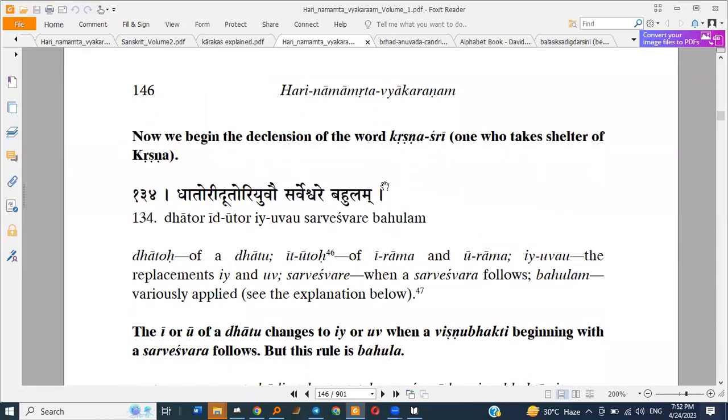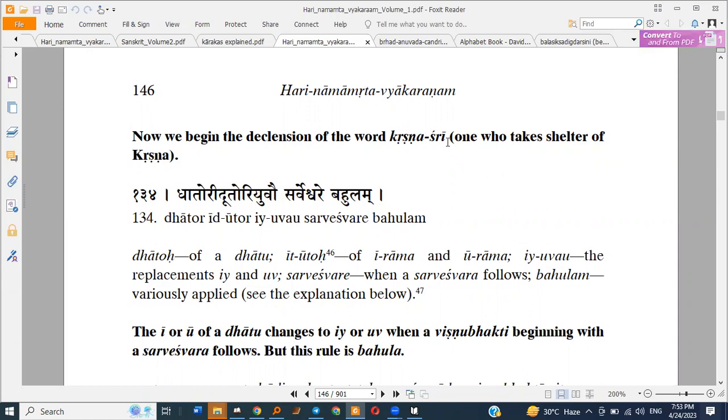The next word is Krishna Shri. This is long ending with long E. So if you notice, then Jiva Goswami is moving in a chronological way. Like he began with the Krishna Shabda, which was ending with Vamana A.